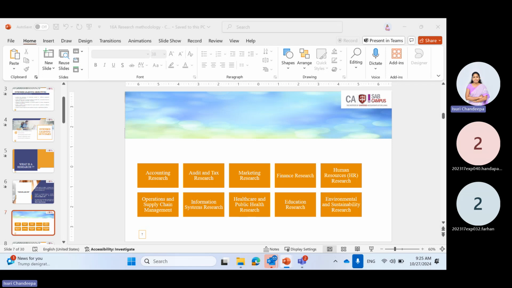Application of accounting standards in SMEs. How the SMEs are doing these auditing practices. Application. Very good. What else? Corporate governance practices, Miss. Very good. Corporate governance practices and the firm value. What is the relationship?